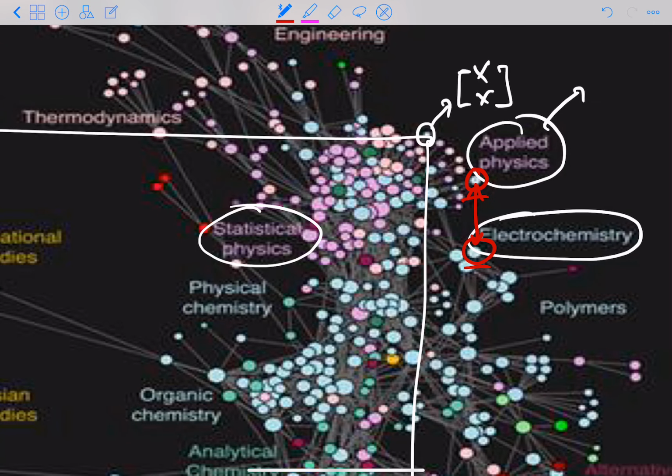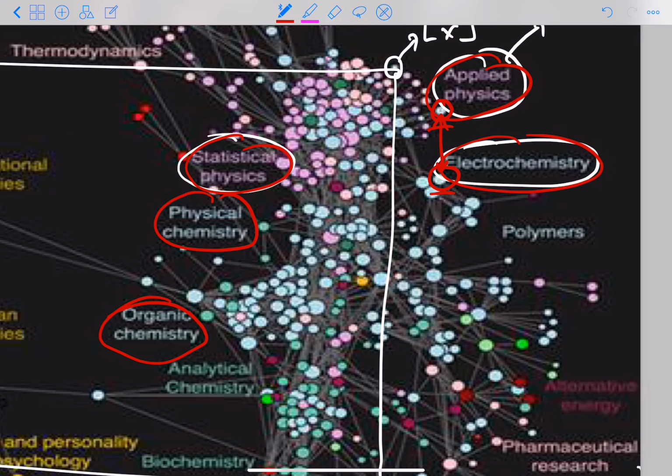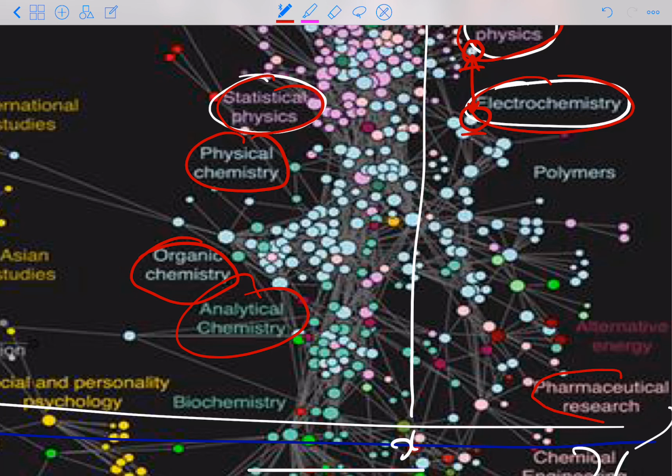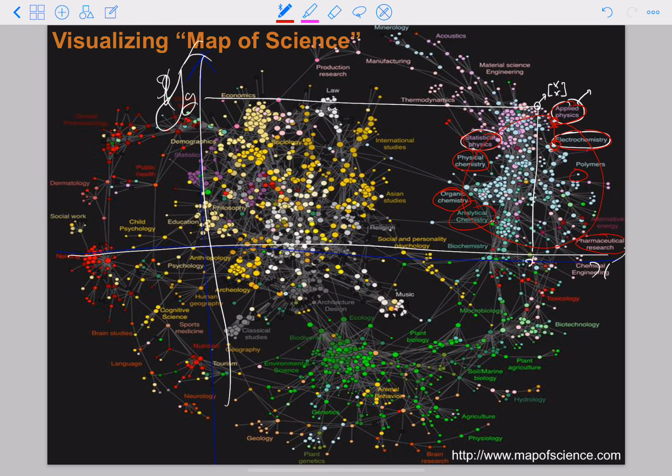So that way, we can see that applied physics and electrochemistry, statistical physics, physical chemistry, organic chemistry, analytical chemistry, pharmaceutical research, and so on, and polymer over here, are kind of close to each other, or they have a lot of words in common that occur frequently.